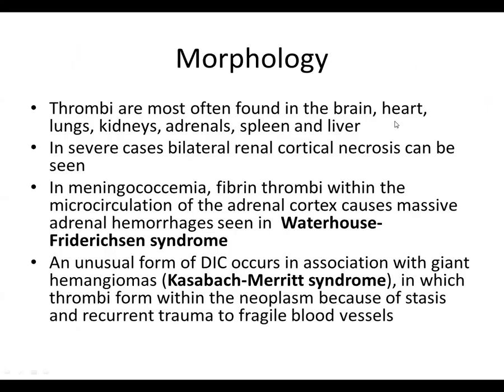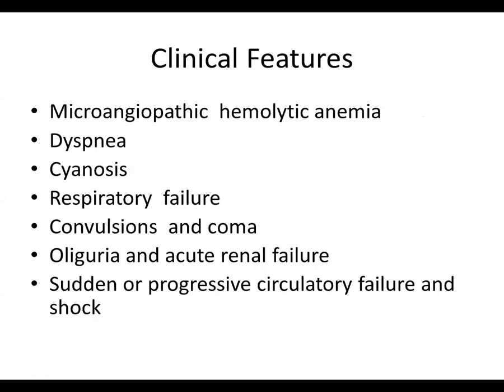The thrombi are most often found in the brain, heart, lung, kidney, adrenal, and may affect any organ. In severe cases, bilateral renal cortical necrosis can be seen. In meningococcemia, fibrin thrombi within the microcirculation of the adrenal cortex cause massive adrenal hemorrhages in Waterhouse-Friderichsen syndrome. An unusual form of DIC can be associated with giant hemangiomas, in which the thrombi form within the neoplasm because of stasis and recurrent trauma to fragile blood vessels.